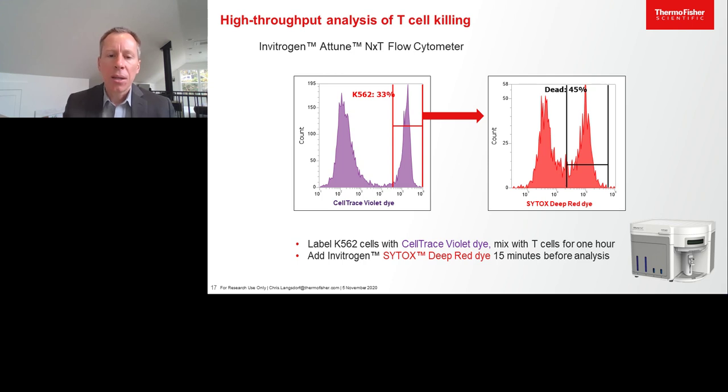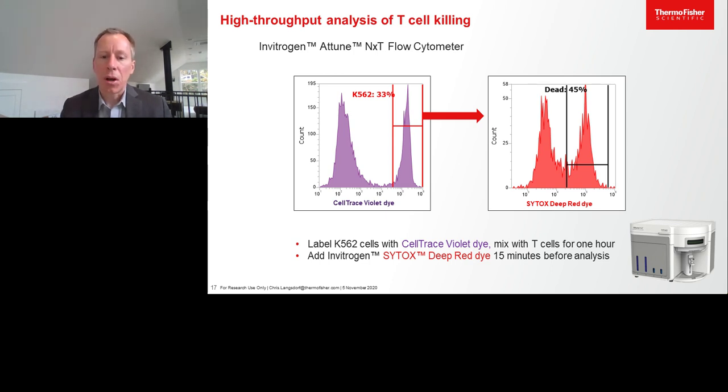And so in this model, we can very easily put a gate on our CellTrace Violet positive cells to identify our cancer cells. And then we can just ask, how dead are those cells? In the histogram on the right, we can see after only 1 hour, almost half of those cells have been killed. Now, a couple of important things to note about this setup. One is that we've chosen 2 very bright dyes, and so it's easy to set gates on these and then apply those gates to, say, 96 different samples. And so that's where high-throughput analysis comes in.